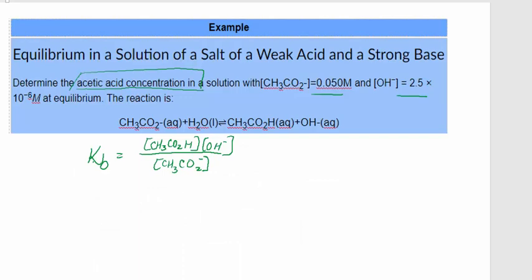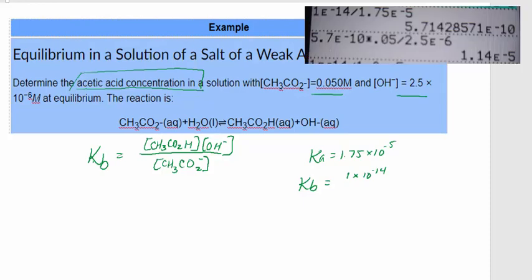And we're going to need to calculate the Kb. Remember that Kb can be calculated from Ka by taking the Kw and dividing it by the Ka. That will result in the Kb. So I get a Kb value of 5.7 times 10 to the negative 10.